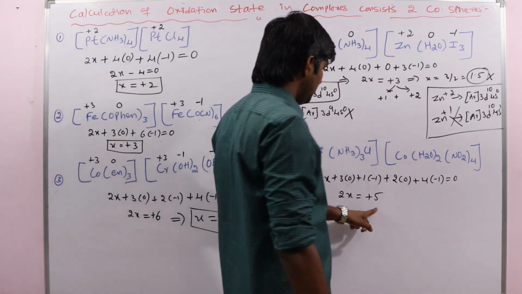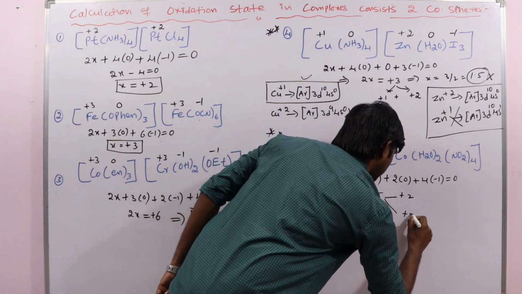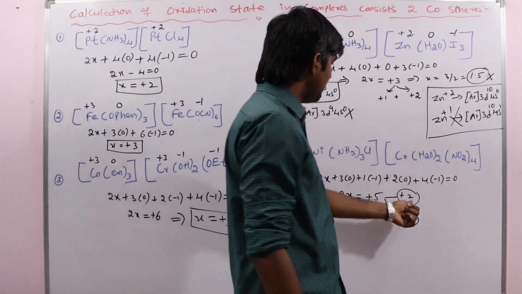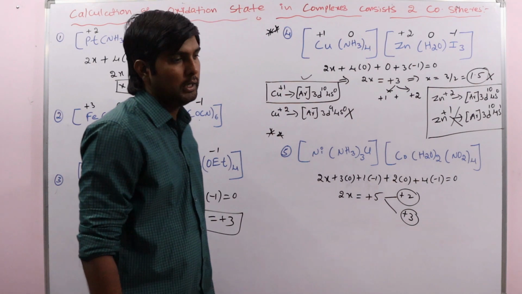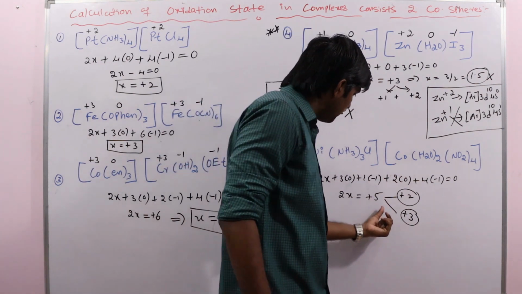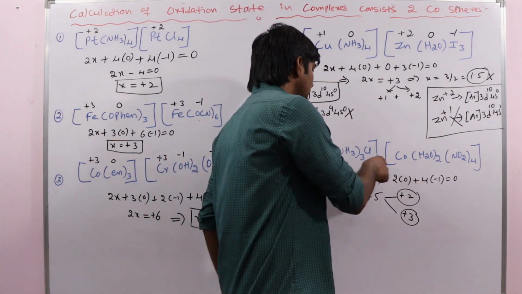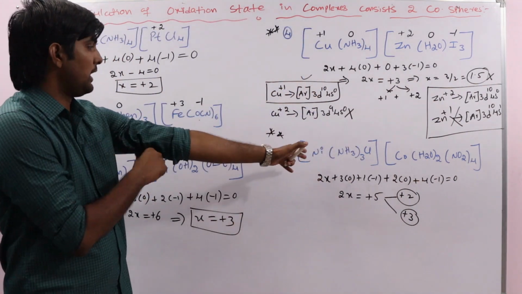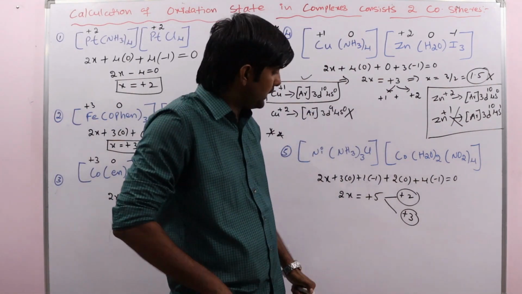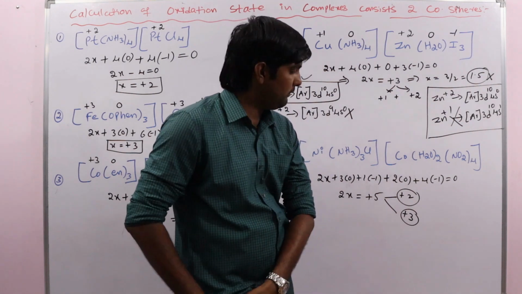See here also we can split this one into +2 and +3. So 5 can be written as 2 plus 3. Now here you will get a doubt that we can write 4 plus 1 also, but generally they do not have +1 oxidation state. They are not stable in +1. Both metals are highly unstable in the +1 oxidation state. So you cannot write this one as +1 plus +4. Clear? Generally we get that doubt.